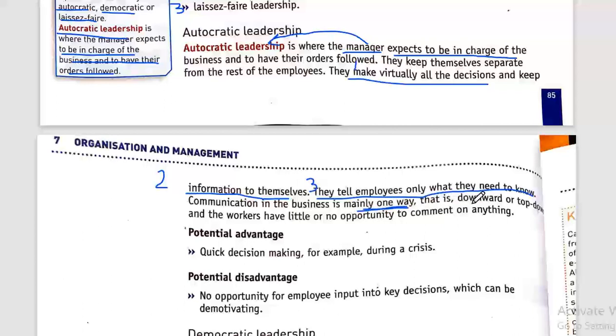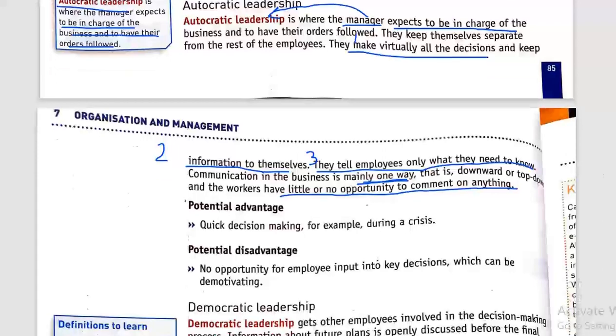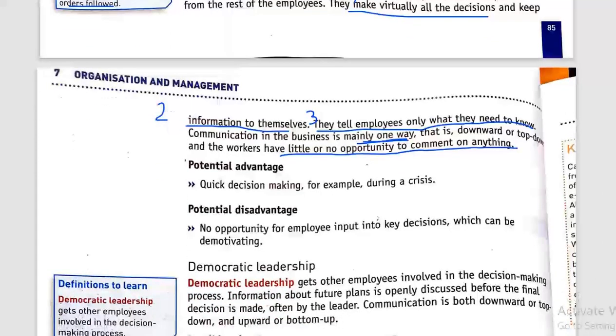This is a downward, or top-down, way, and the workers have little or no opportunity to comment on anything. So the employees do not have any freedom to comment or to ask about a specific decision or a specific instruction given by an autocratic leader or by a manager who is practicing autocratic leadership.